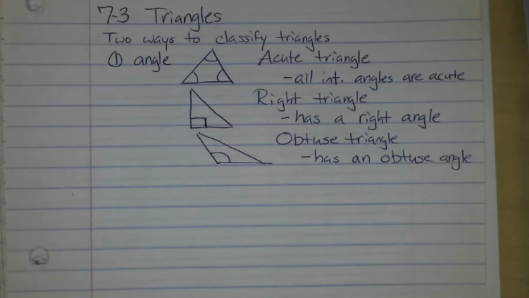Look at the angles that are inside the triangle. If you have a right one, right triangle. Obtuse, obtuse triangle. If they're all acute, an acute triangle. Not bad at all. Now let's take a look at how to classify the triangles according to their sides.